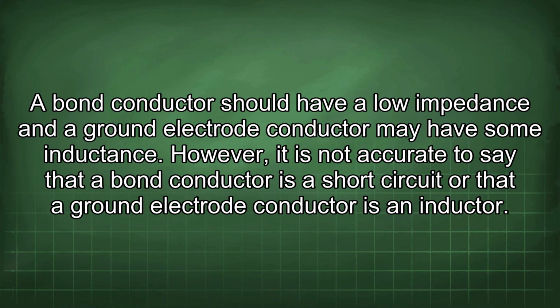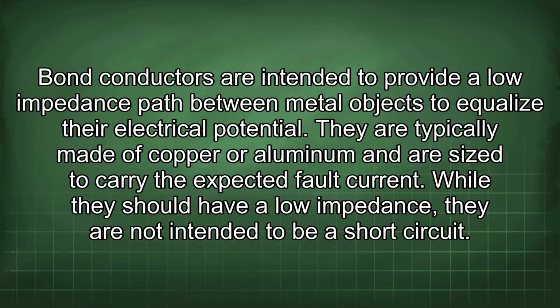A bond conductor should have a lower impedance, and a ground electrode conductor may have some inductance. However, it is not accurate to say that a bond conductor is a short circuit or that a ground electrode conductor is an inductor. Bond conductors are intended to provide a low impedance path between metal objects to equalize their electrical potential. They are typically made of copper or aluminum and are sized to carry the expected fault current. While they should have a low impedance, they are not intended to be a short circuit.